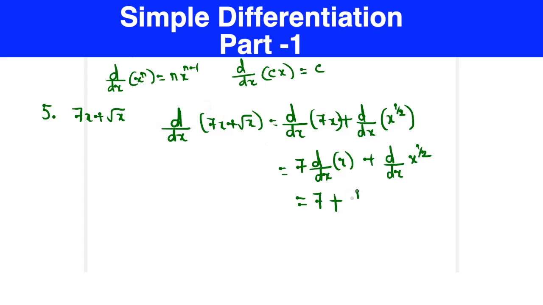So n in this case is half. Half into x power half minus 1. So half minus 1 is minus half. So let's see, 7 plus 1 by 2 x to the power minus half. You can write it like this, or you can simplify and write it as 7 plus 1 by 2 root x. For now, we will not think about taking the LCM.